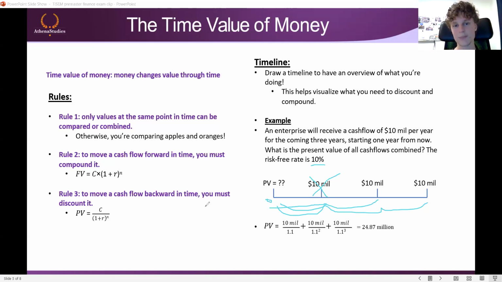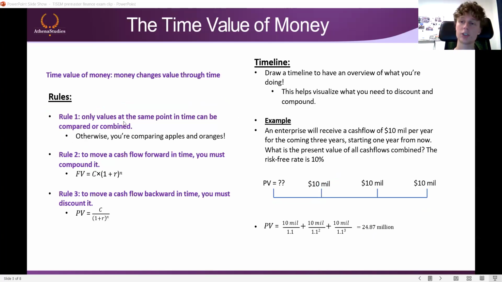Now, what's instantly important to see about this is that this question here shows you why Rule 1 is so important. Because if you were to just say, oh, all of these values can be compared, we get 3 cash flows of 10 million, so that's $30 million in total, you would have gotten a lot higher amount of money back than you actually did, which could have led to you making the wrong decision and costing yourself or your company a lot of money. So that is why the rules are in place.